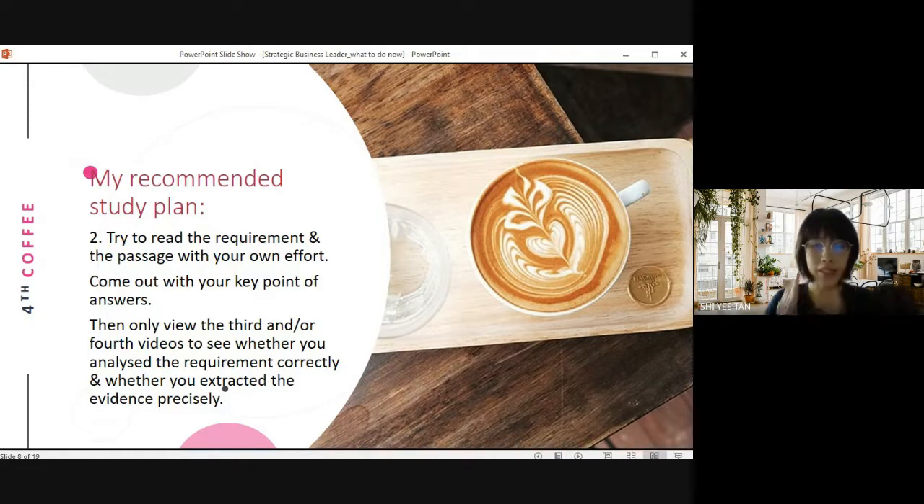Basically, when you view the video, you see whether you analyzed the requirement correctly and whether you extracted the evidence precisely. So the video that you view is a checking on your own answers, and you see how far you vary from the video. Then only you can decide what you are going to do next. Do you need more videos before you move to the next stage, or you are basically okay, so I view 2 or 3 videos, I can move to the next stage.